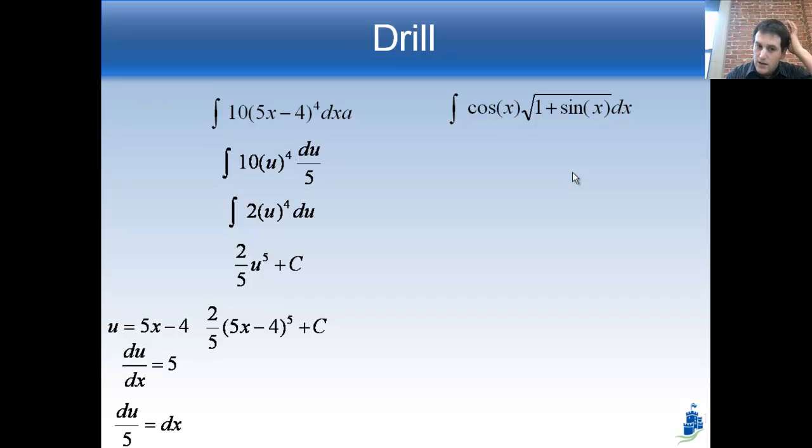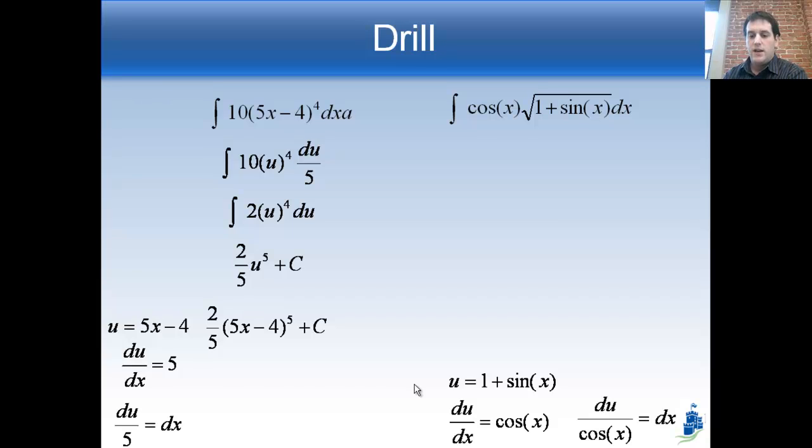I went through that quickly. Take a look at it. On the right side, it's tricky to come up with what's the inside function. I like 1 plus sine x to be the inside function. If you chose a different one, you'll end up in a place where you don't cancel out all of your x's. When you get to this step, there'll be x's chilling out, and then you know you've done something wrong. The derivative of 1 plus sine x down here, the derivative of 1 is 0. The derivative of sine is cosine. Okay? And then you can rearrange that. You get du over cosine is dx.